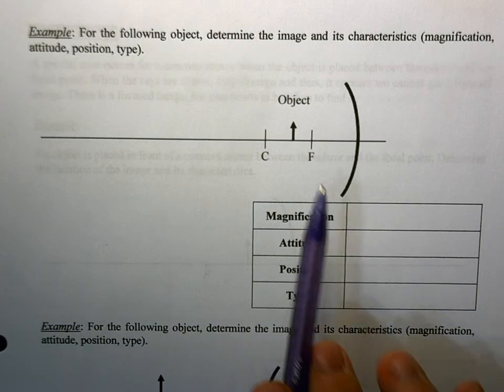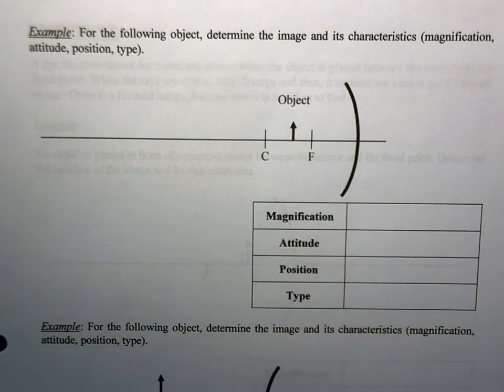So we have this object here. Again, all our objects we're going to represent as upright arrows. And we want to determine the characteristics of the image. So we're going to look at its magnification, attitude, position, and type. So as I said, the ray diagram is meant to be a real rough answer. It's not meant to be very exact.